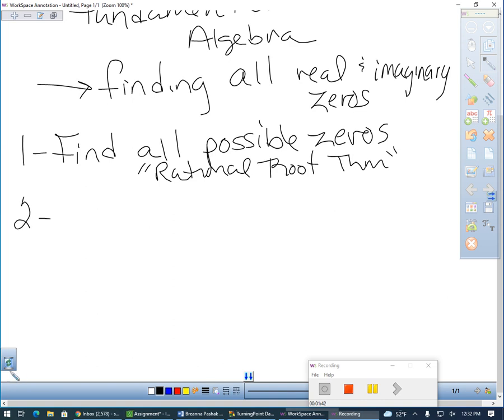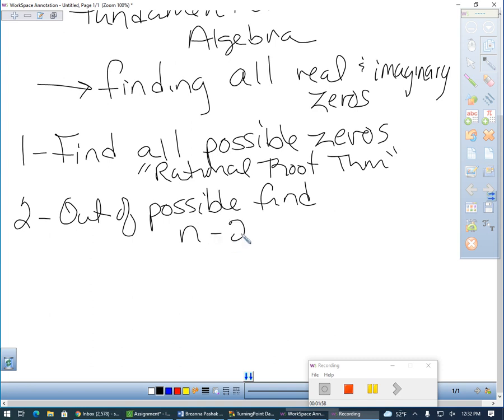2, out of all possible, we have to find out of the possible, find your largest exponent minus 2 zeros. So again, what I mean is if our polynomial is x to the fifth, subtracting 2, we have to find 3 zeros before we can start, right? You guys recall that too?